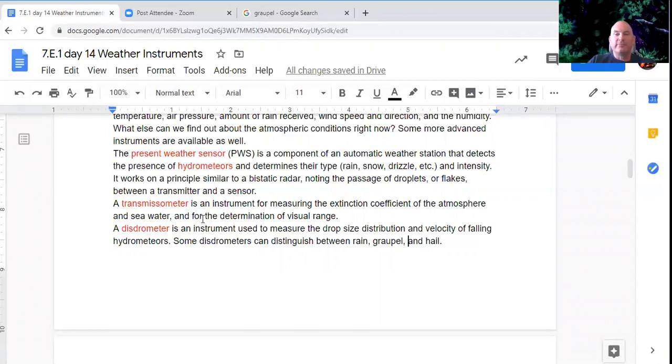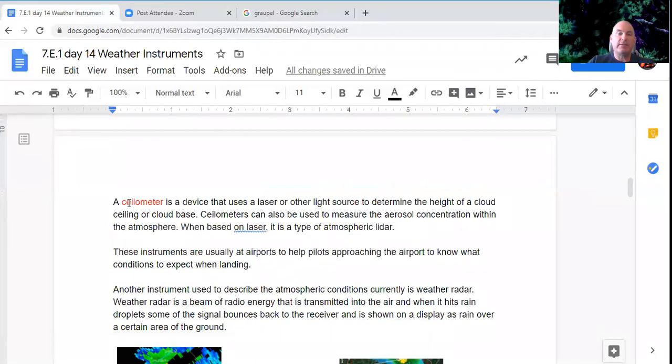So again, the more information we have, the more effectively we can tell you what's going on. And then the last thing is the ceilometer. The device uses a laser or other source to determine the height of the cloud ceiling or cloud base. Ceilometers can also be used to measure aerosol concentration within the atmosphere, like when you spray a can and you see that little mist.